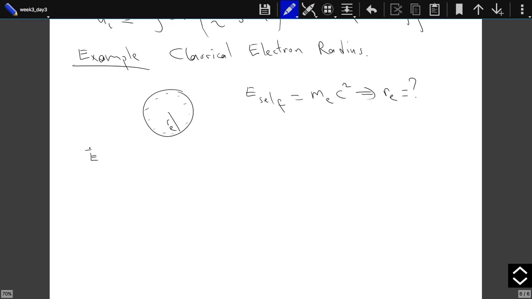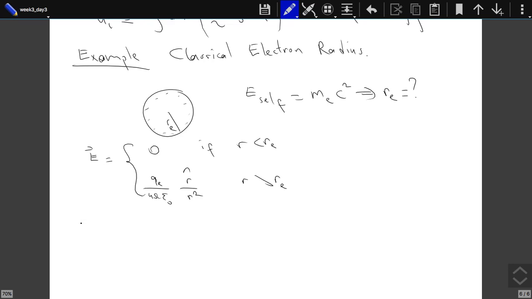What's the electric field of this configuration? We have a spherical shell. There is a charge uniformly distributed. So it is 0 if r is less than r_e, and if r is larger than r_e, it is Q_e over 4 pi epsilon 0 in the radial direction divided by r squared.